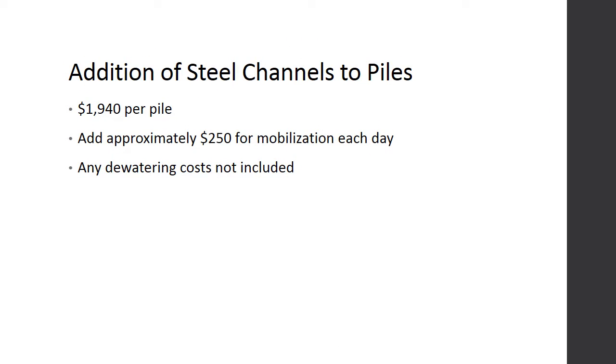To complete the addition of steel channels to piles, the cost is estimated at $1,940 per pile, with additional mobilization costs of $250 per day. Any dewatering costs that might be incurred are not included in this estimate.